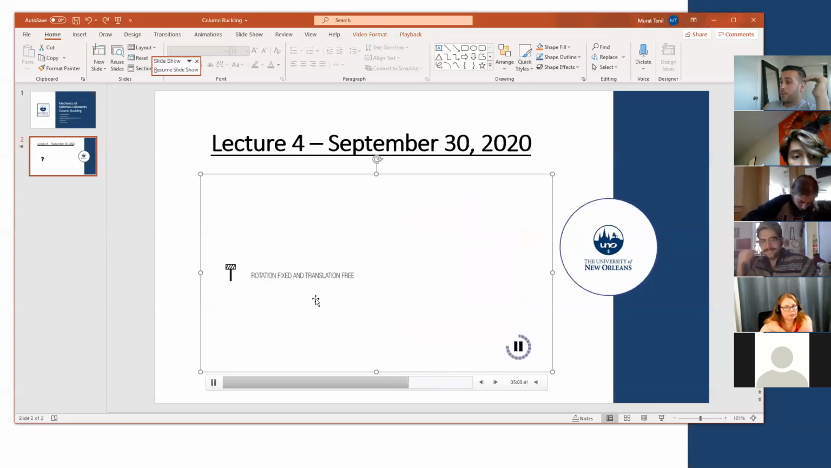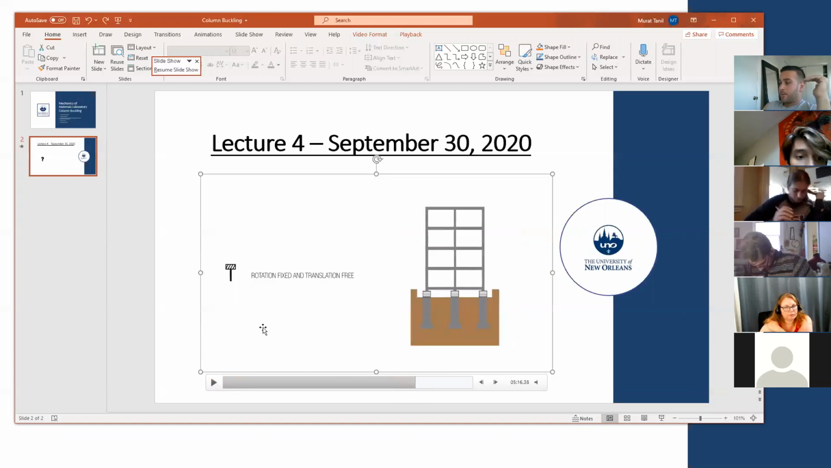Now we're going to look at the rotation fixed and translation free. Okay, this rotation fixed and translation free. This case, you can only see around California if you're in the seismic zone. So these connection types at the bottom are allowing your columns or the foundation to translate on the XZ plane, but they are restricting the rotation. This is important as well. And in this case, you have to change your K value.